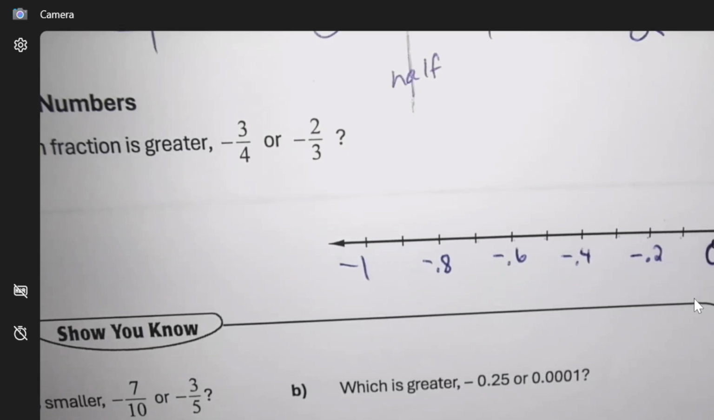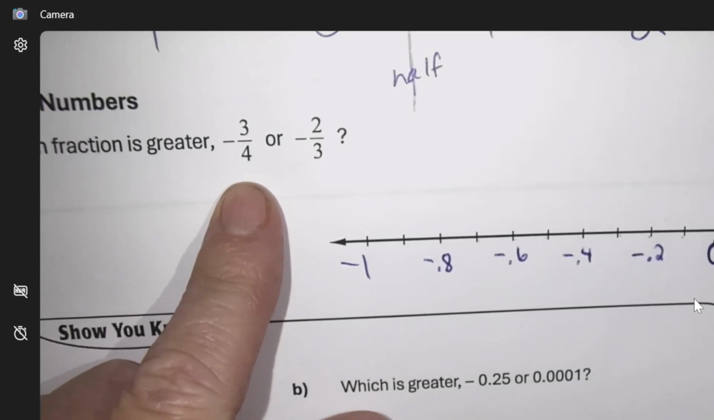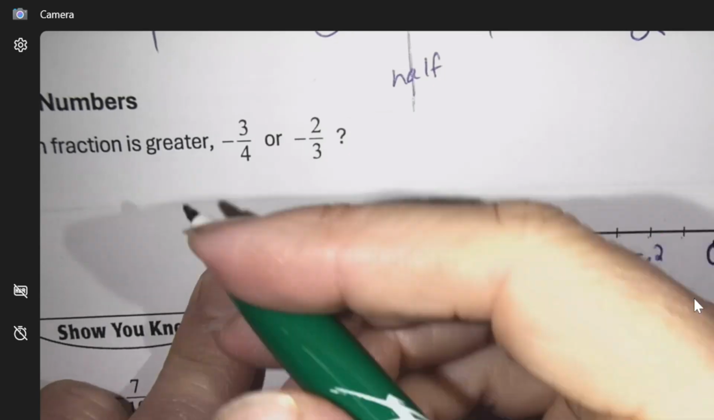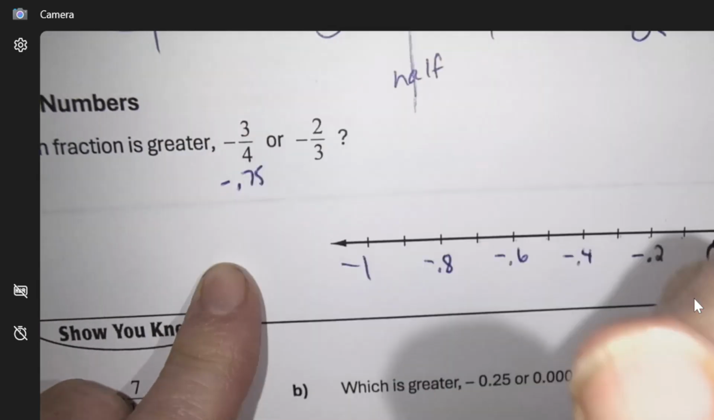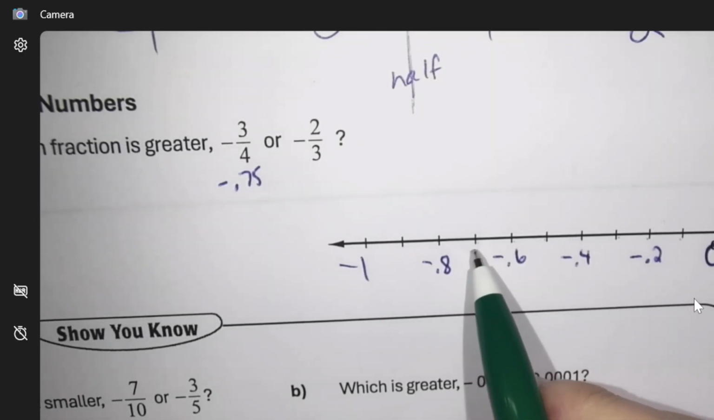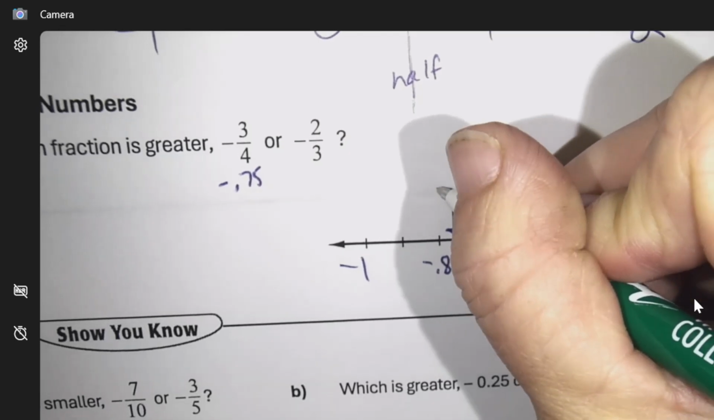Okay, -3/4. Does anybody know that one as a decimal? 75. Think about money. If you have 3/4, how much money do you have? 75 cents. So here's -0.6 and -0.7. So then we are right there.